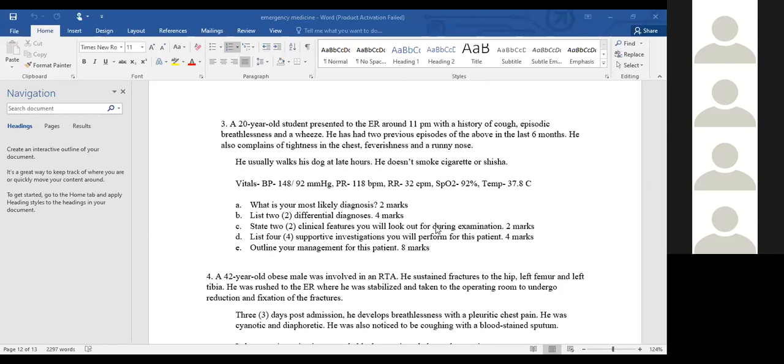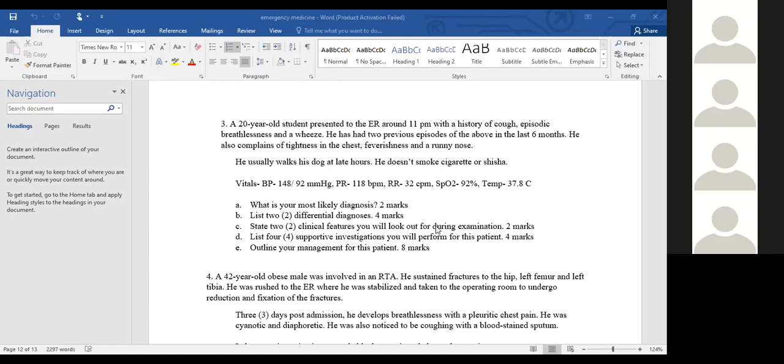Chest X-ray. Chest X-ray, I agree. Full blood count. Yes, full blood counts because of infection. Inflammatory markers, good. And what else? Sputum. Yes, sputum for either microscopy or for culture and sensitivity. Yes, that's good. What else? So you've said full blood count, you've said chest X-ray, you've said sputum, you've said inflammatory markers. That's good. What else would you want to do?